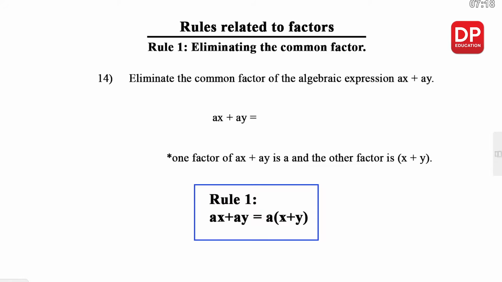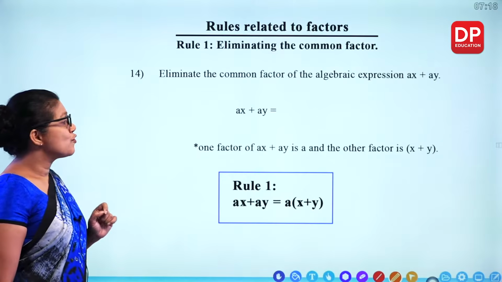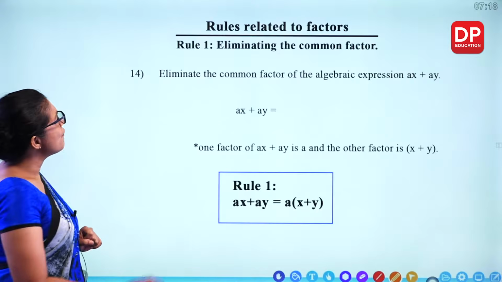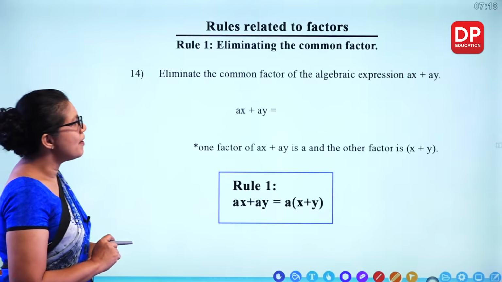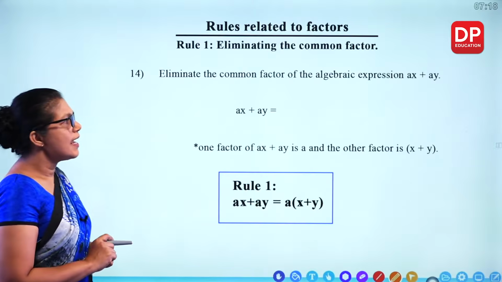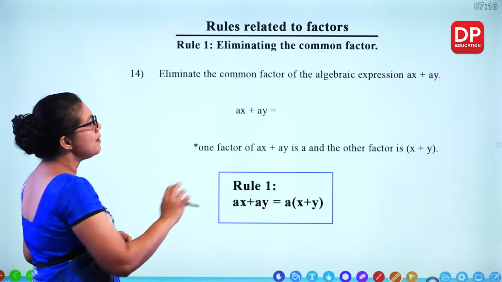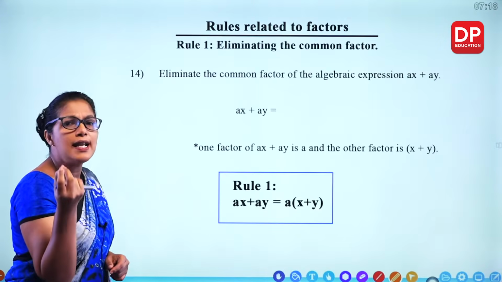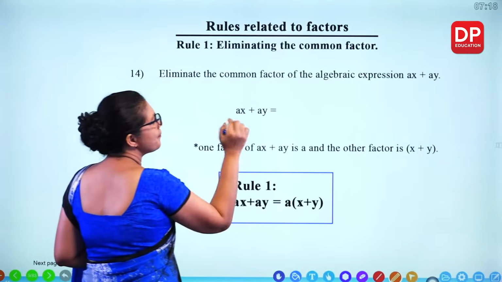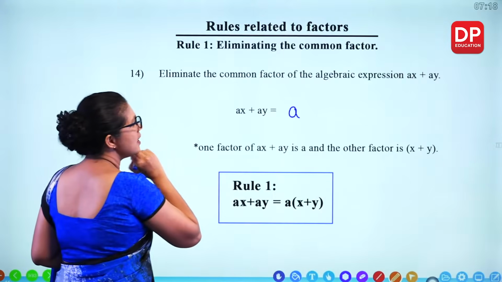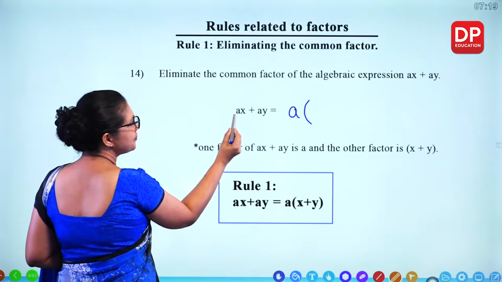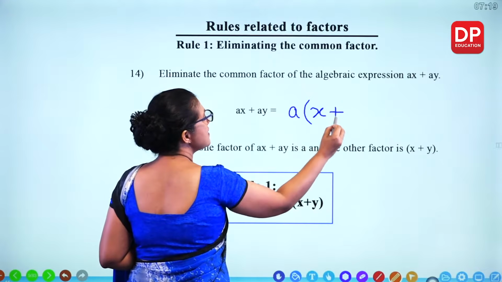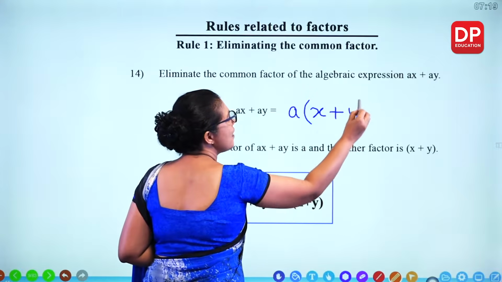Now we'll look at rules related to factors. So we have to do 3 rules in this unit. So we'll take the first one. Eliminate the common factor of the algebraic expression ax plus ay. Now eliminate means taking out. So when you take these expressions, you can take a letter out. a is common. So I can write taking a out, a, and then what's remaining? When you take a out, x is remaining from this one and the plus sign is there. y is remaining from the other one.